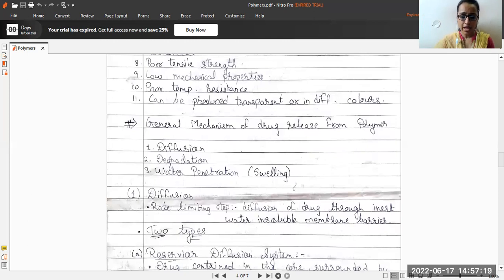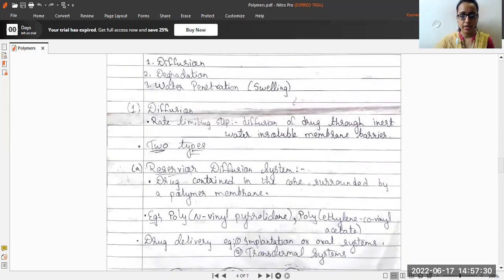There are three general mechanisms. One is diffusion, other is degradation, and third is water penetration, which is also known as swelling. First, let us talk about diffusion. In diffusion, the rate limiting step will be diffusion of the drug through an inert water insoluble membrane barrier.